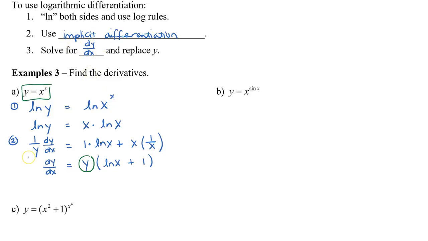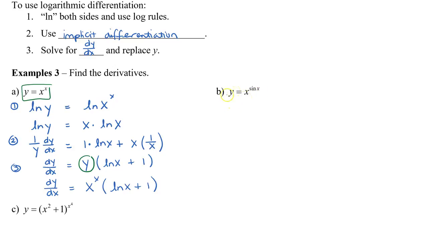Okay. So this was my step 3. So dy/dx is equal to x to the power of x times (ln x plus 1). All right, let's take a look at one more here. So here we have y equals x to the sine x. So we're going to do something similar again.